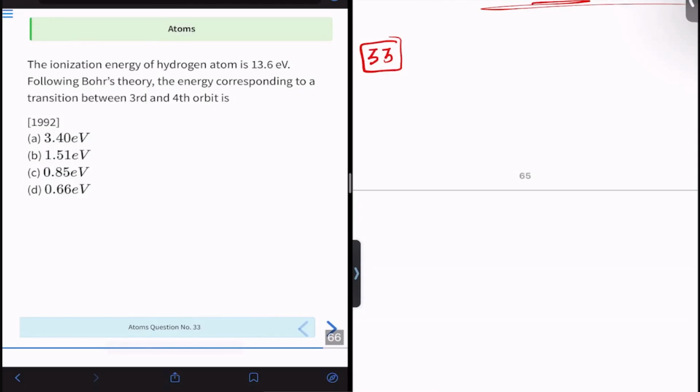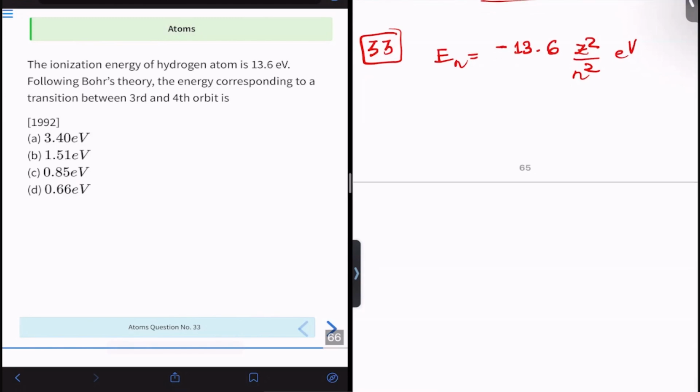Question number 33 says the ionization energy of hydrogen atom is 13.6 electron volt. Again guys, what is the energy of hydrogen in an orbit? For a hydrogen atom, it is minus 13.6 Z square upon n square electron volt. Following Bohr's theory, the energy corresponding to the transition between third orbit and fourth orbit. How will you calculate this, guys?